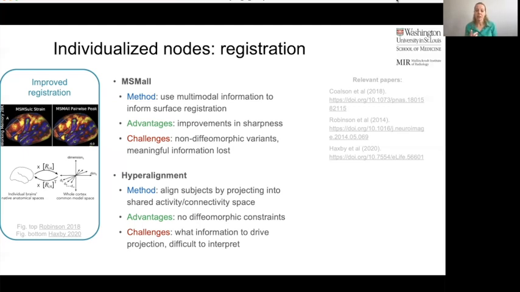However, the challenge with this is: what information do you use to drive this projection? How do you constrain it? And how do you interpret this? Because we're used to thinking about graphs and making figures that project graphs back onto brains.